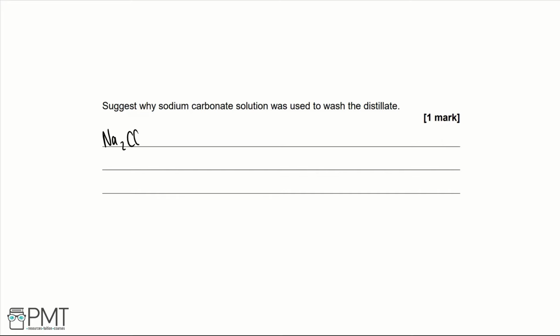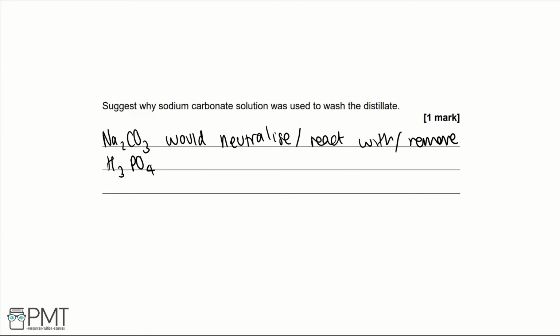Suggest why sodium carbonate solution was used to warm the distillate. So a really common use of a carbonate is to test for acid. And what happens is sodium carbonate will neutralise the distillate because it's going to react with or remove the phosphoric acid. You could also write this as H+. To get the mark for this question, you need to write this statement.